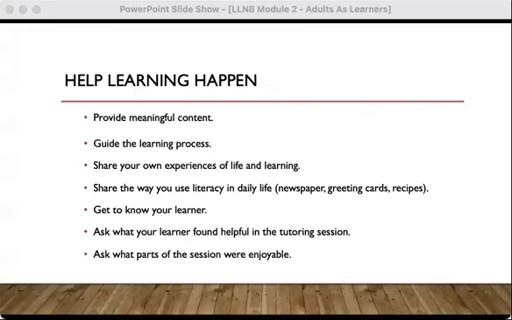Help learning happen. To do so, we're going to provide meaningful content, guide the learning process, share our own experiences of life and learning, share the way we use literacy in our daily life. That's a newspaper, greeting cards, recipes. We're going to get to know our learner. Ask what our learner found helpful in the tutoring session, and ask what parts of the session were enjoyable.